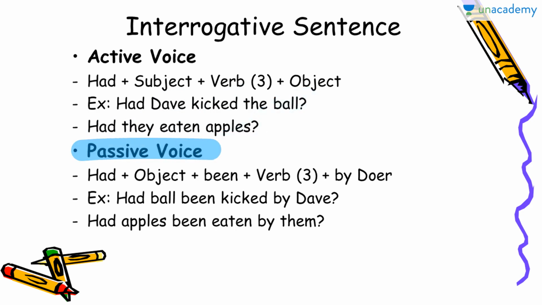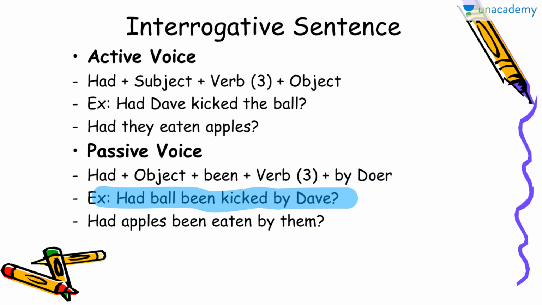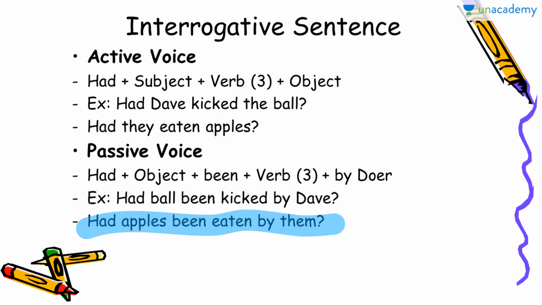In passive, again, starting will be with had, but object will come after it, the thing on which work is done, then been, then verb third form, and then doer's name. For example, had ball been kicked by Dave? Had apples been eaten by them?